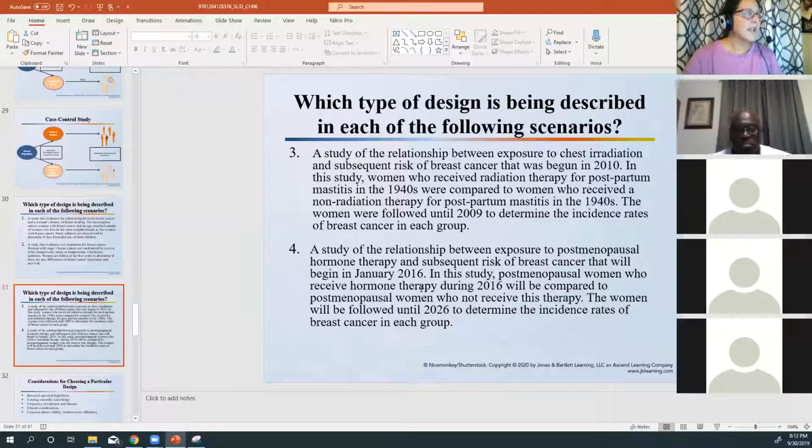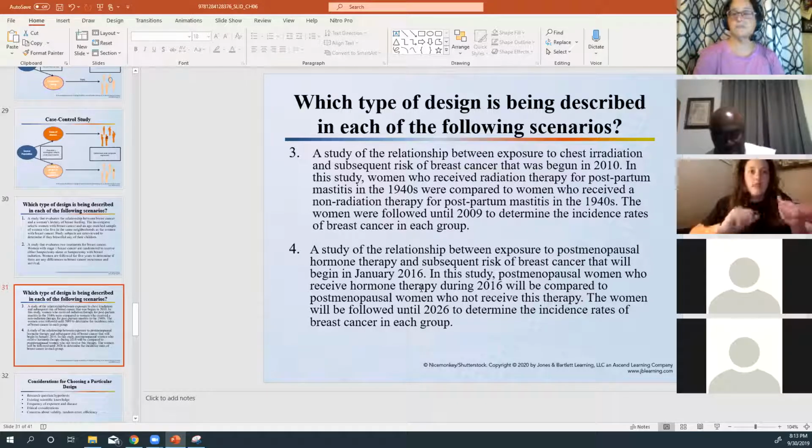So, okay, and what about this last one, number 4, a study of the relationship between exposure to postmenopausal hormone therapy and subsequent risk of breast cancer that will begin in January 2016. In this study, postmenopausal women who receive hormone therapy during 2016 will be compared to postmenopausal women who do not receive the therapy. The women will be followed until 2026 to determine the incidence rates of breast cancer in each group.